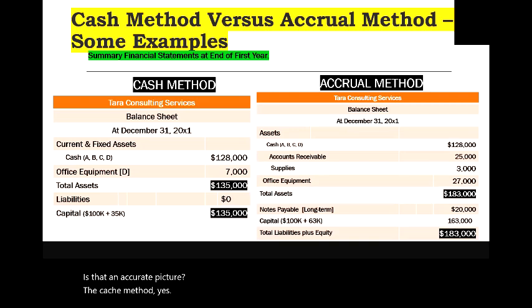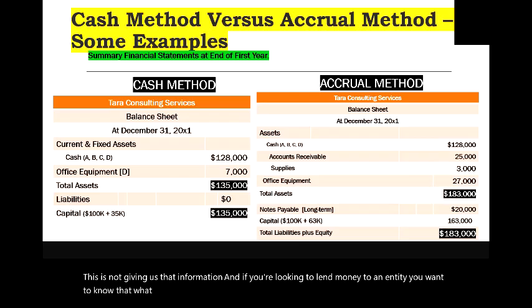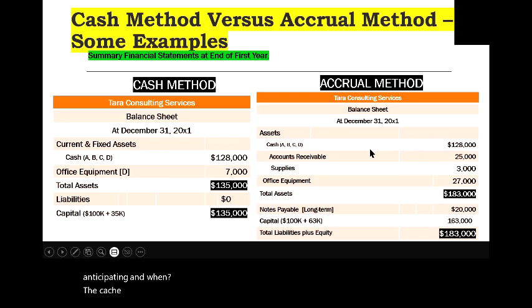Yes. However, in terms of future obligations, cash needs, or future cash coming in, this is not giving us that information. And if you're looking to lend money to an entity, you want to know that. What are your current obligations? Who do you owe? What cash inflow are you anticipating? And when? The cash method is not going to give us that information. We would have to be probing and asking the right questions in order to get to it.